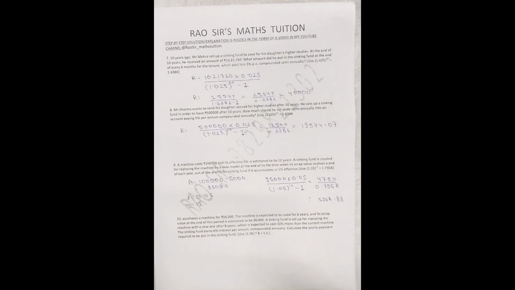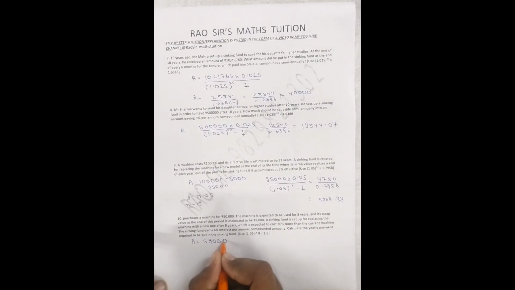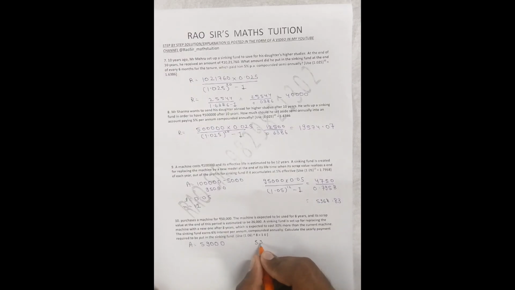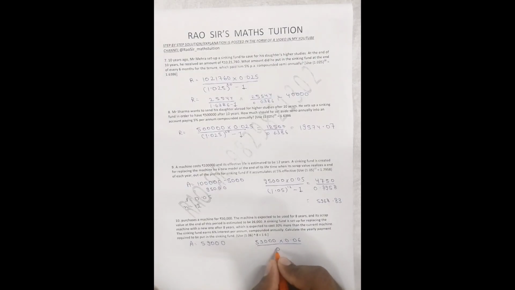Here, the machine is 50,000, but there is appreciation of value, 30% more. Then the new machine will cost 30% more, so it becomes 65,000. And your scrap value is 26,000. So we are using the same formula here. And here we get 5,900.